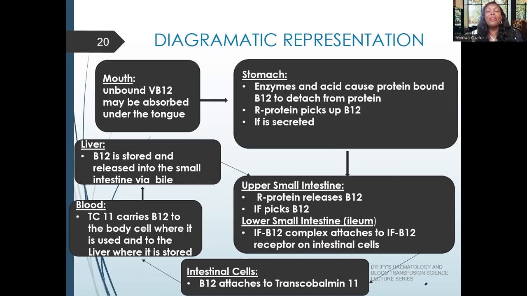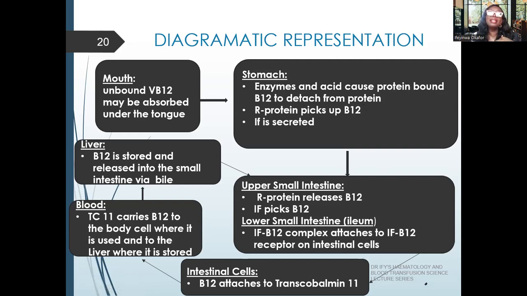Now, let us have a closer look at what we have just described. This is a diagrammatic explanation of what we just said. In the mouth, the unbound B12 can be absorbed through passive diffusion under the tongue. Especially the supplements, you're advised to put them under the tongue so that they can be passively absorbed. But the protein-bound B12 moves through the esophagus and gets to the stomach. In the stomach, enzymes and acid cause protein-bound B12 to detach from the protein.